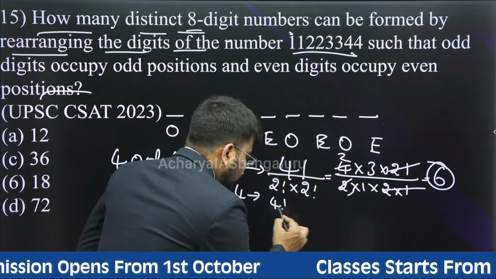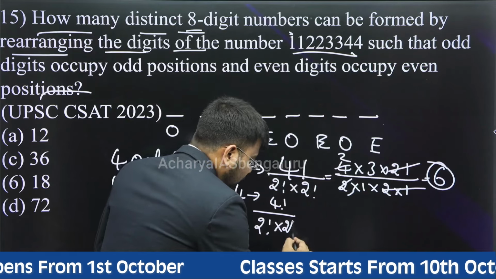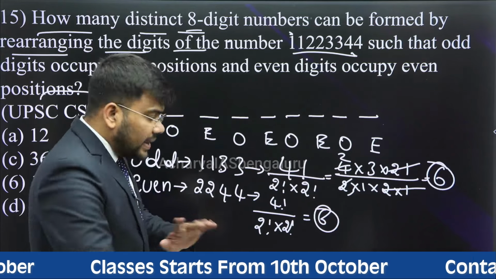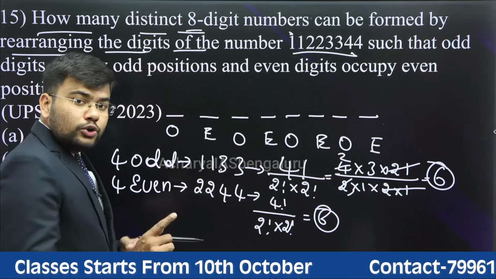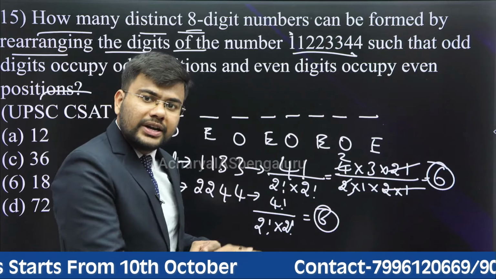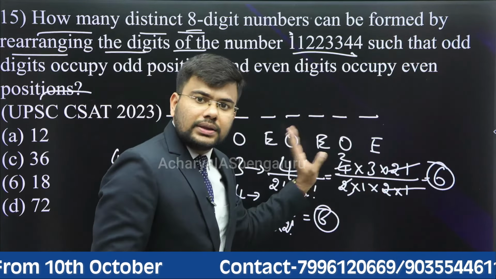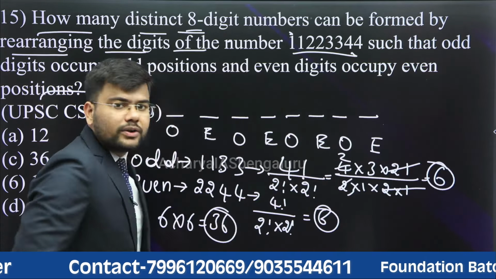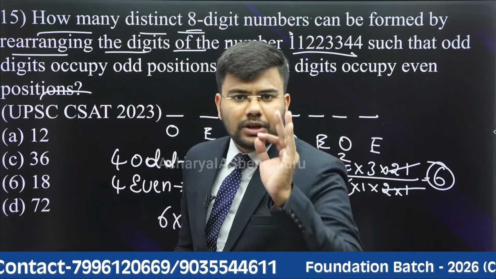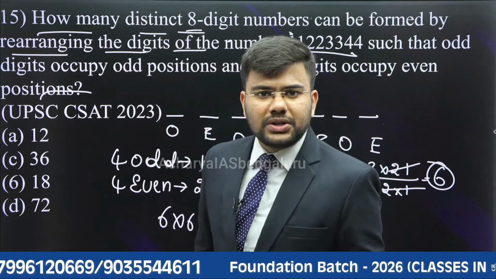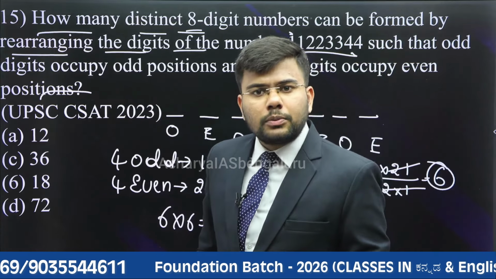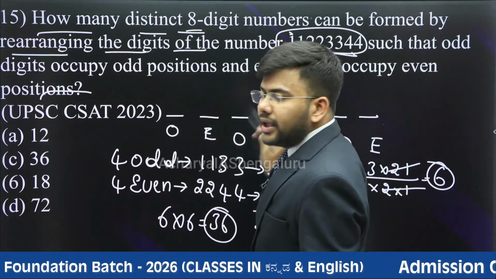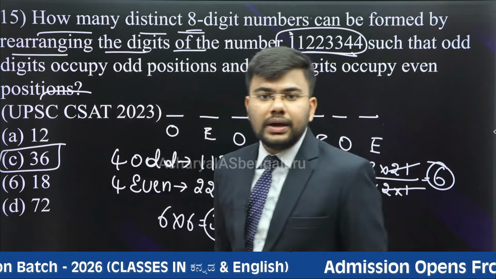Coming to the even positions, again 2, 2, 4, 4. Again it is 4 factorial divided by 2 factorial into 2 factorial. I am not calculating. Easily you can write 6. By arranging, 6 and 6. But you can arrange these again in different number of ways. That is this 6, this 6. The numbers can interchange. Just multiply 6 into 6, which is equal to 36 different ways you can form the 8-digit number. That is 36 different 8-digit numbers where odd places will have odd digits and even places will have even digits using the digits 1, 1, 2, 2, 3, 3, 4, 4. So 36, option C would be the correct answer.